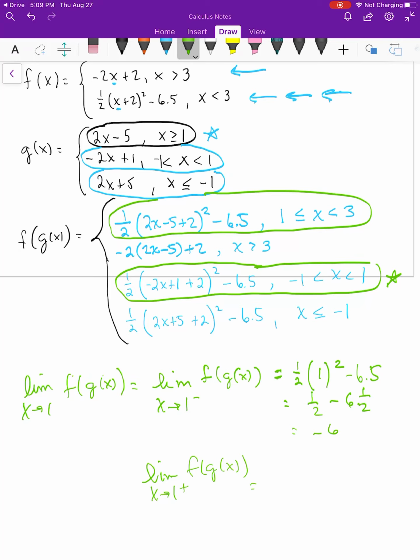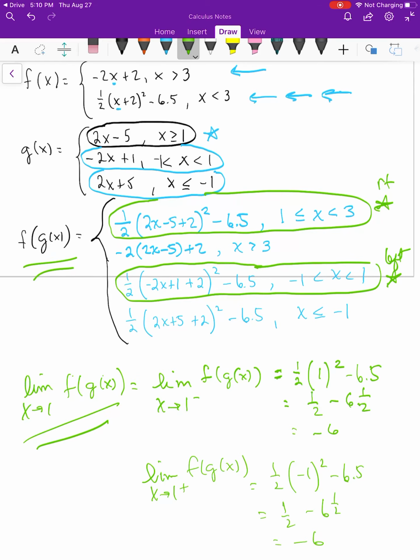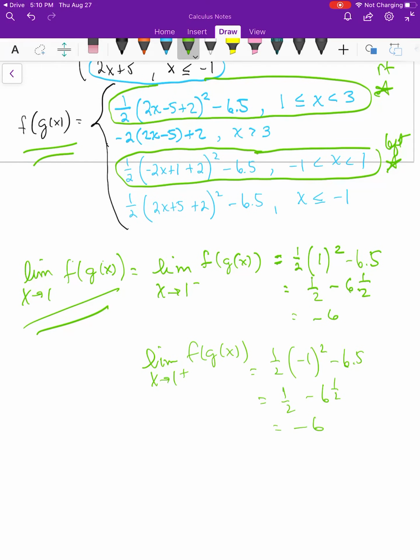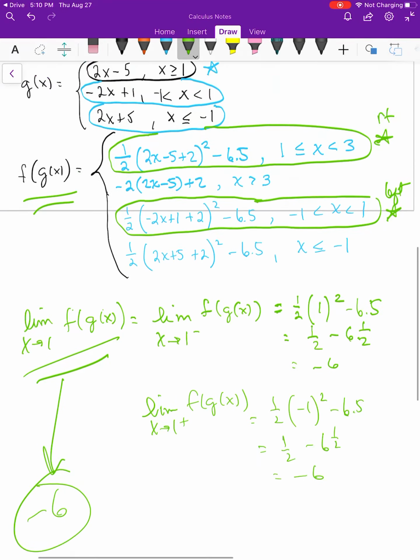Coming in from the right, which is x greater than 1, so that's this one up here. This one was right, this one's left. We've got 1/2, and we put a 1 in, we get 2 minus 5 is negative 3, plus 2 is negative 1, squared, minus 6.5. So this is again 1/2 minus 6.5, negative 6. So for this limit, it's negative 6 from the left, it's negative 6 from the right. By golly, this limit is negative 6.